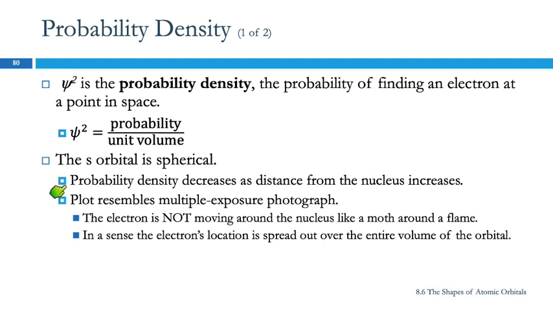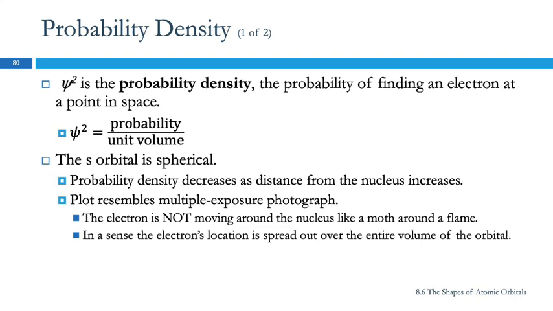So we see that the probability density decreases as the distance increases from the nucleus, meaning the further you get away from the nucleus, the less likely you are to see an electron. And so we can plot this, and it looks a lot like a multiple exposure photograph. Like you've got a camera set up, and the shutter clicks, and maybe you've got a moth, and you see the moth is here, and then the next time it clicks, the moth is over there, right?